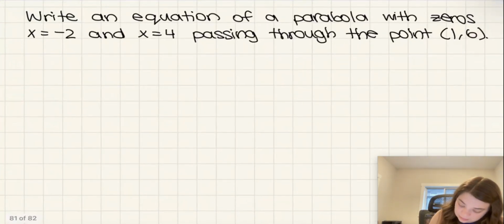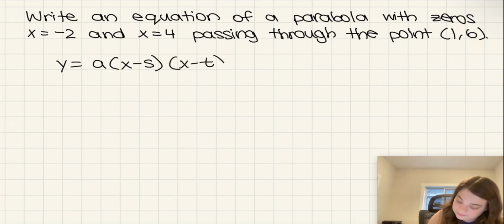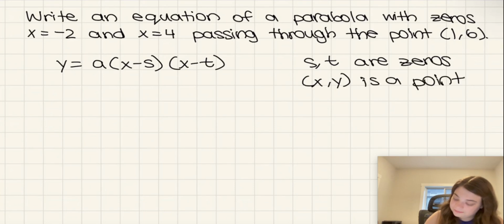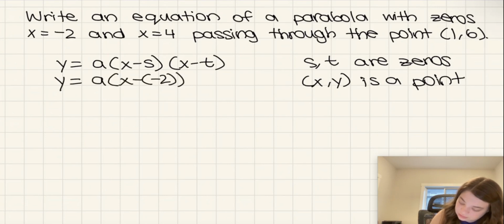That would be y is equal to a times (x minus s) times (x minus t), where s and t are the zeros, and (x, y) is a point that is on this parabola. So first I need to plug in my zeros. My zeros are -2 and 4. That means y is equal to a times (x minus -2) times (x minus 4).